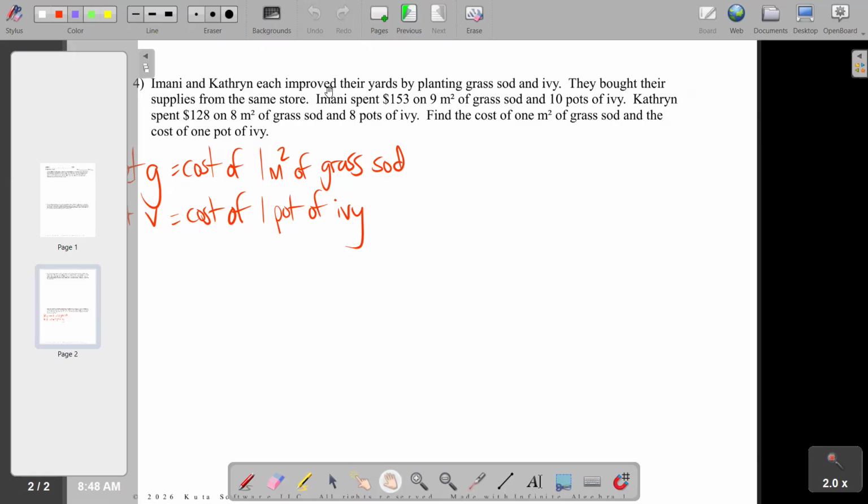I love this. So we're writing our first equation for Imani, and Imani spent 153 bucks, and I guess that's a she. Does that sound like a she? Yeah. Probably that's a girl's name.